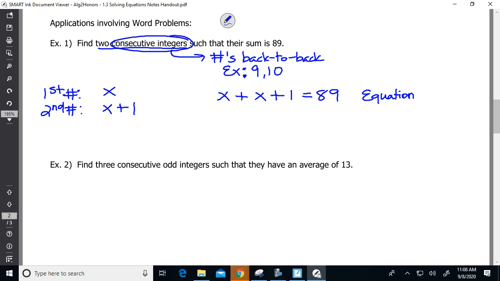Any questions on how the equation was set up? Again, we're not going to solve it, but it is set up. That's how you would set it up. Any questions on the setup?